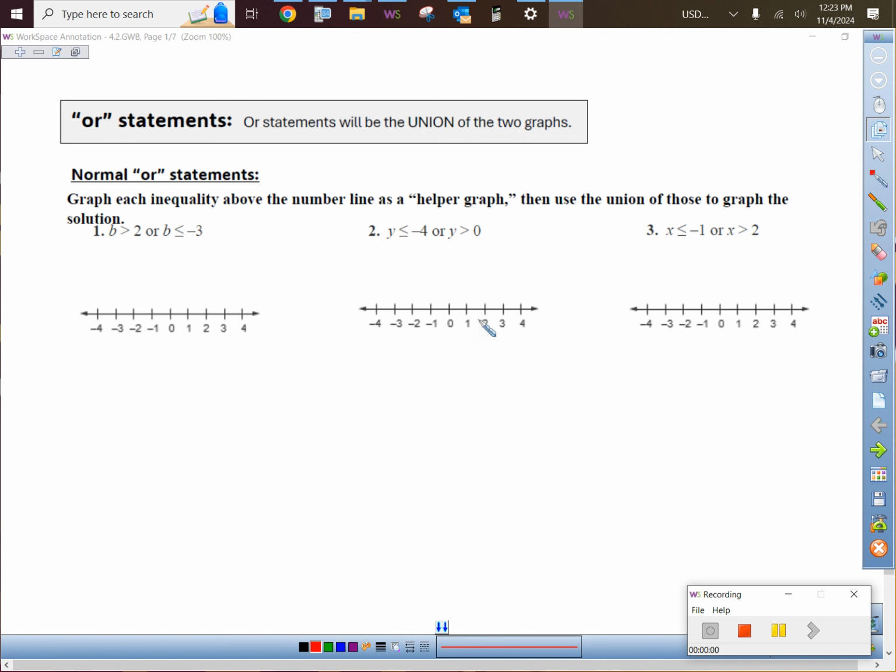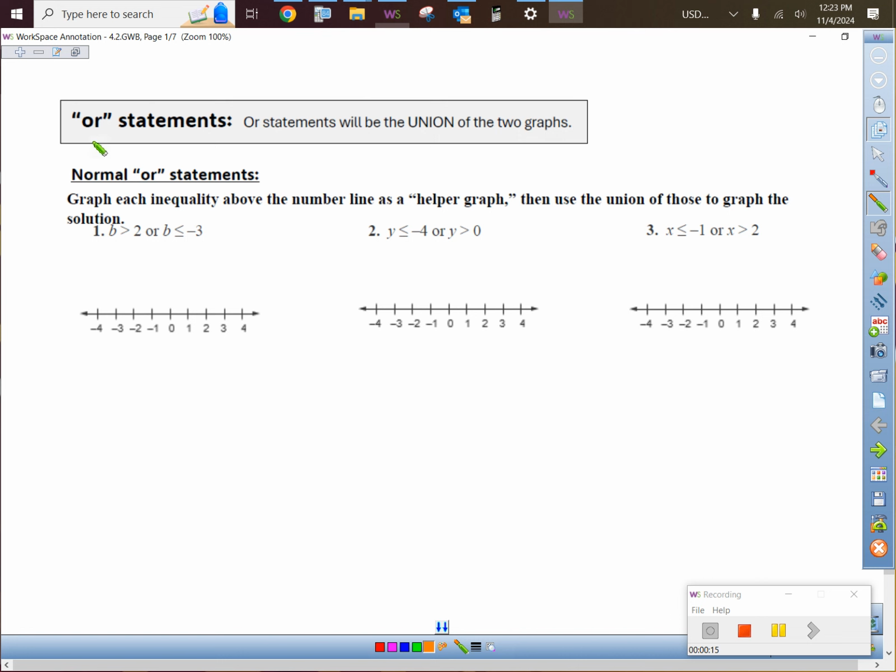Doing a little 4-2, a little more complicated. It is or statements and and statements, which is called compound inequalities. We're going to start with some real basic ones, and you got to trust me, these are going to get harder, so follow the leader here. Don't be a cheater, follow the leader.